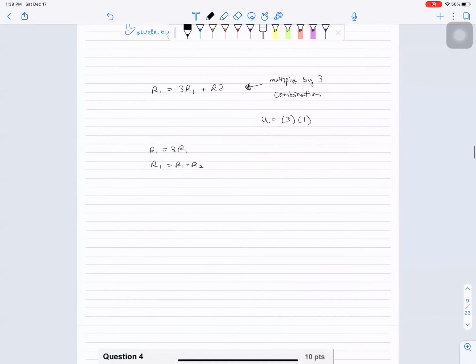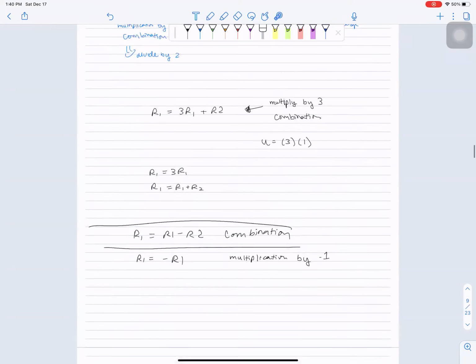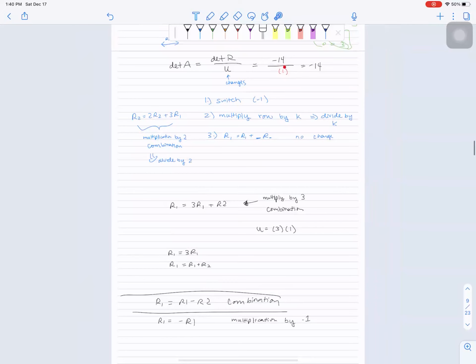Another question: if you did row 1 minus row 2, what would it be? If you want to change row 1 and do row 1 minus row 2, that's a combination. So no change. Separate case: if you did row 1 is negative row 1, I'm multiplying the row by negative 1. So that's multiplication by -1. What you would do to get back your original determinant is divide by -1.